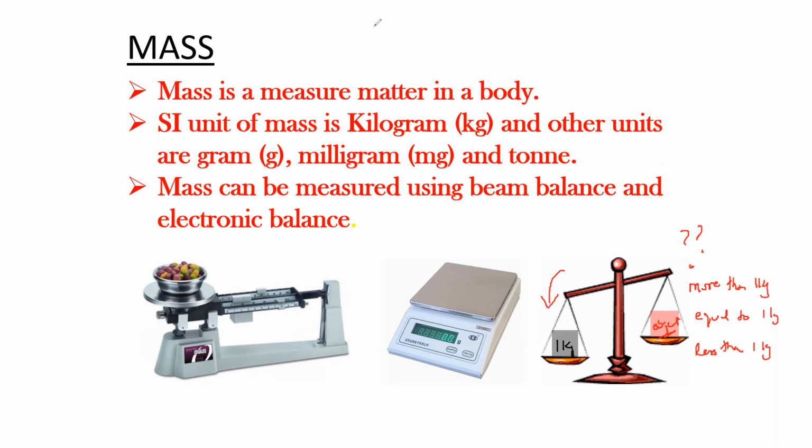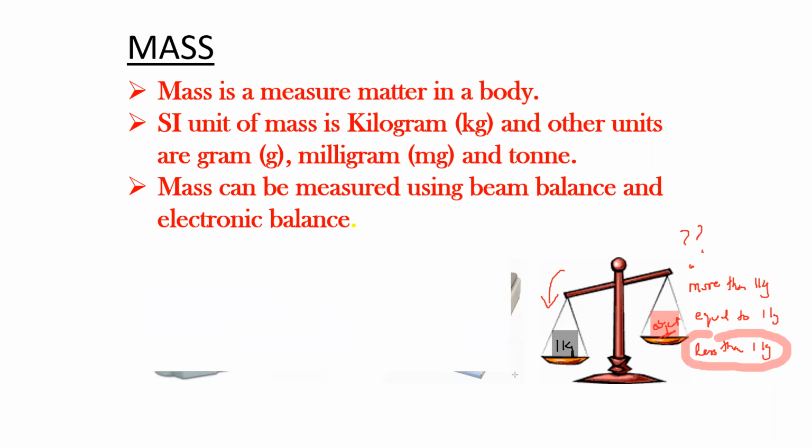So the correct answer is, it is less than 1 kg. Why is it less than 1 kg? Because on the left hand side is 1 kg, and the pan tipped more towards 1 kg, so this object is lighter. If both objects had the same mass, then the beam should balance. So if both had the same mass, how should it appear?